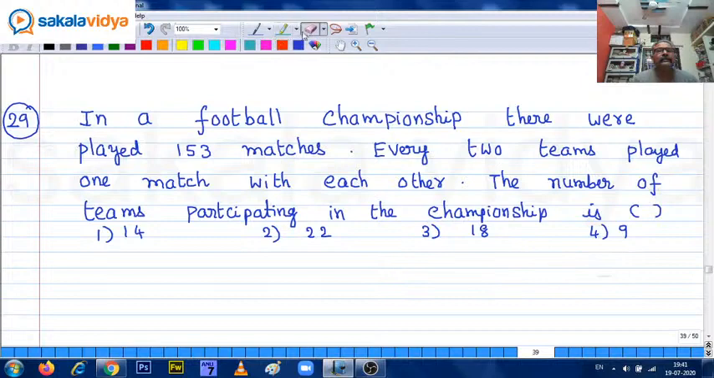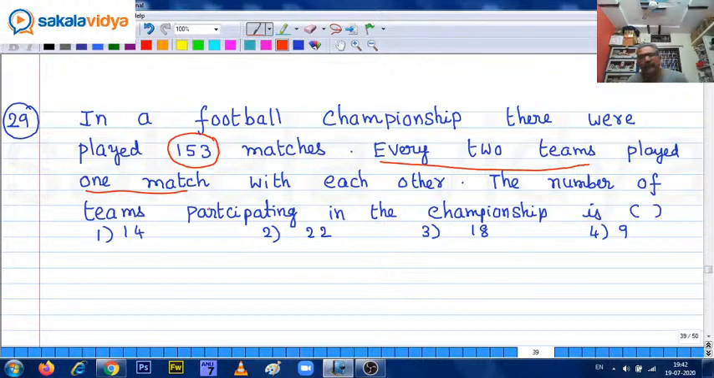It's a very simple problem, but very lengthy. For example, if there were n teams in the championship, the number of matches, because this condition is very important, the key point is this one: every two teams played one match. That means the number of matches is NC2. So NC2 is equal to 153. Then the n value we need to find out.